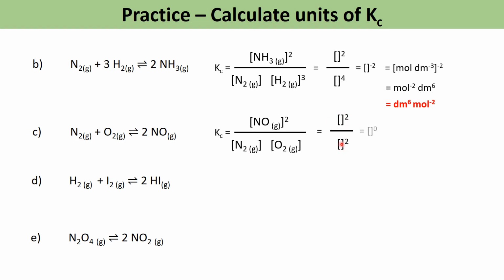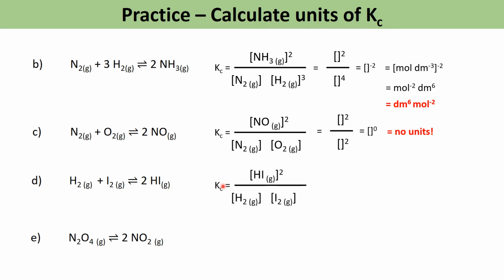That's 2 minus 2, which equals 0. Anything raised to the power of 0 is equal to 1, but that actually destroys the units there. There are no units left over because the units have all cancelled out. This next expression is identical because we can see that the ratio of reactants and products is the same.